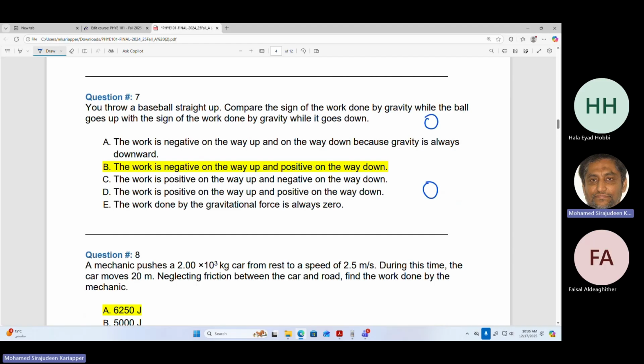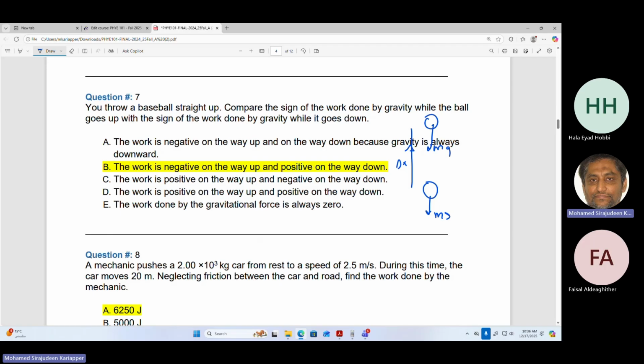When it is going up, delta X is up, and the force of gravity... we are looking at the work done by the gravity force. Gravity force is always down. So on the way up, you are not looking at the work done by anything else, but the gravity force. Gravity force is downward, displacement is upward, they are in the opposite direction, angle is 180, cosine 180 is -1. So the work done on the way up will be negative. The work done by the gravity force when the ball is going up will be negative.